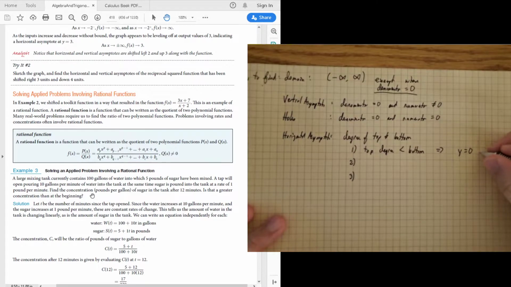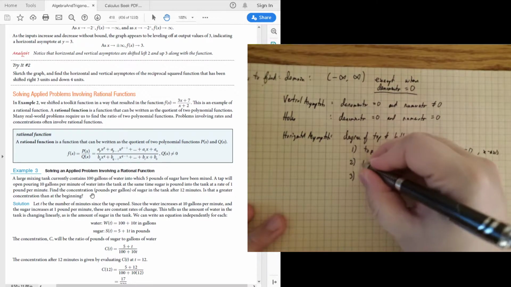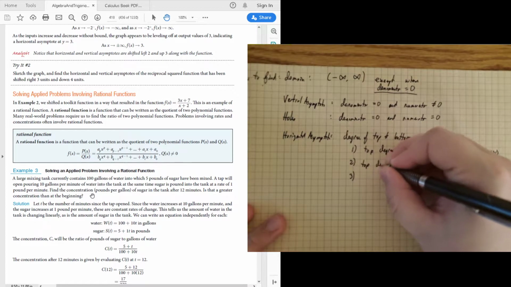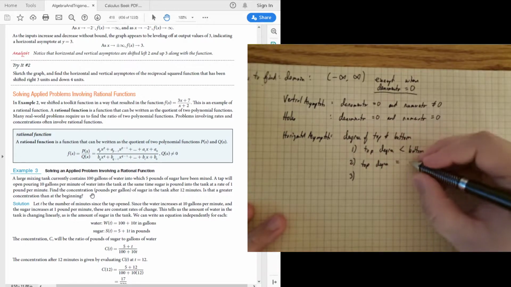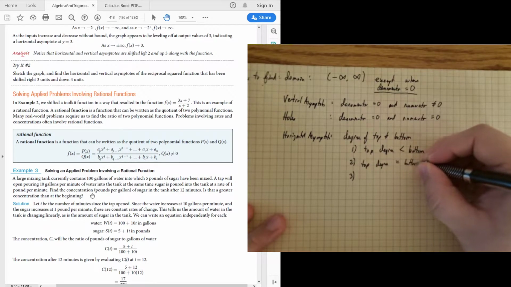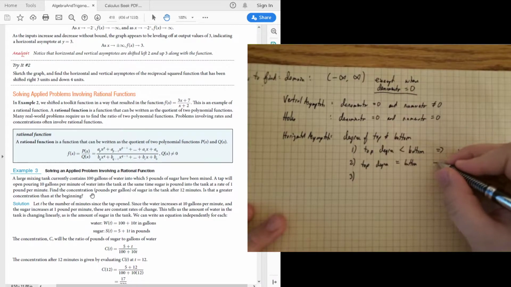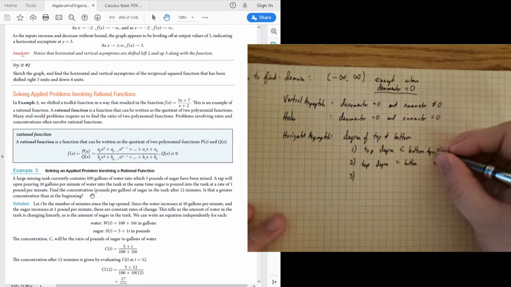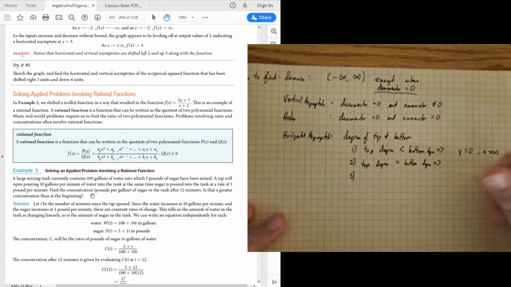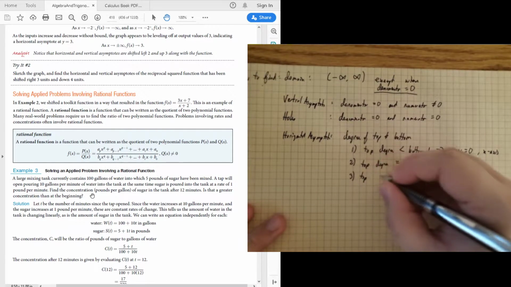So this is also called the x-axis. If the top degree is equal to the bottom degree, then it's going to be referred to as P over Q, which I'll talk about later. So it's some kind of fraction. And the last one is if the top is bigger.